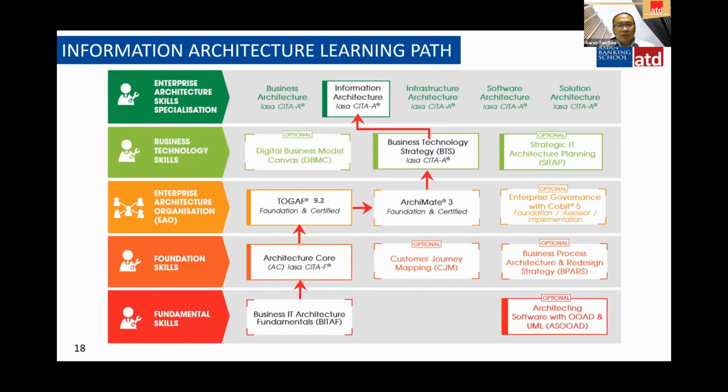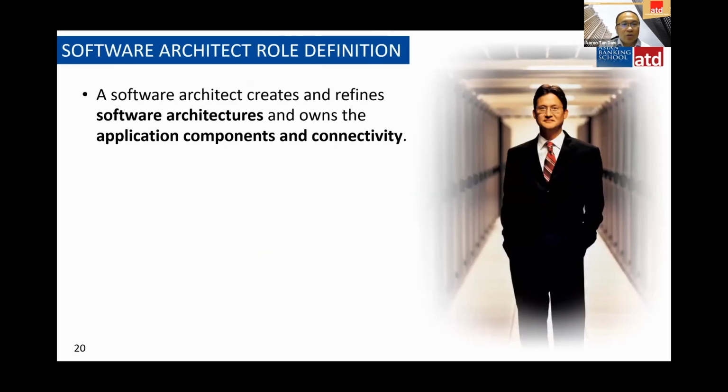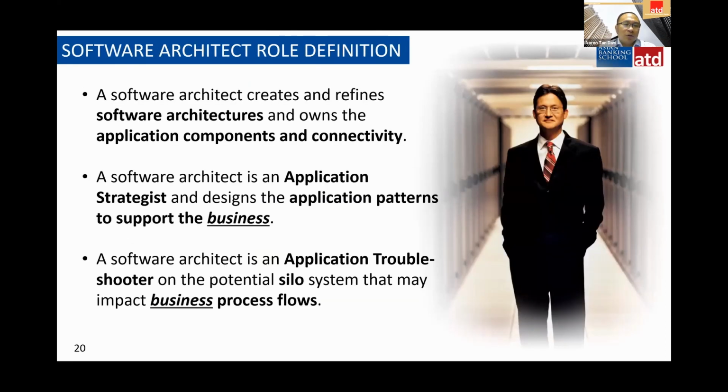Okay, so the path, I think, is similar to the business one, except that they end at the information architecture certification at the top level there. So the next one is software. Software, I think, is quite mature in terms of the profession. Many architects actually come from the software world, right? The software development world, and also the infrastructure world.